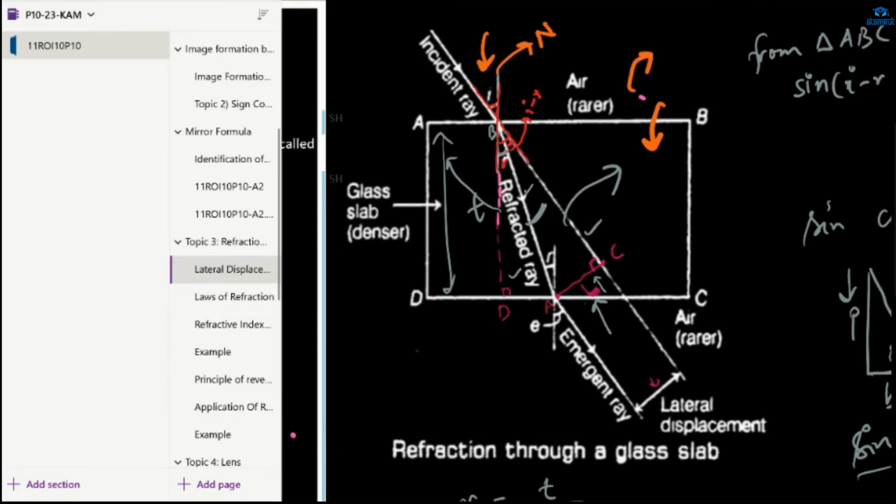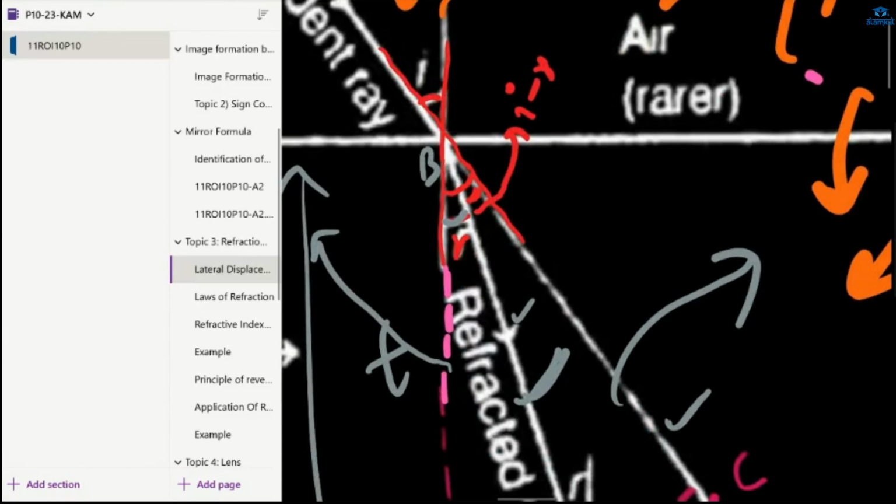If the first medium is rarer than the second medium, then the ray coming towards the second medium will bend towards the normal. Fine. And if the first medium is denser and the second medium is rarer, then after refraction, the light will bend away from the normal, making another angle of refraction. This will be your angle of refraction.